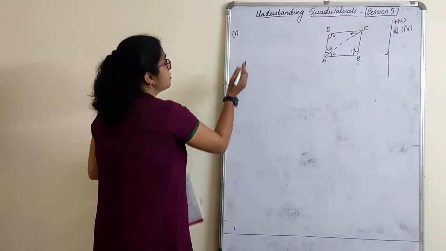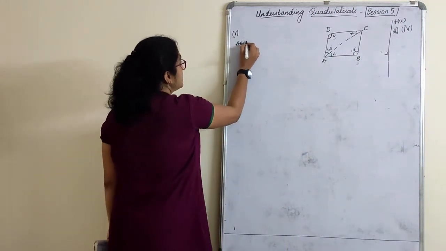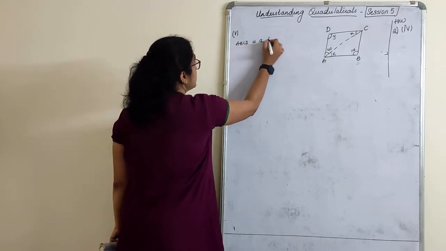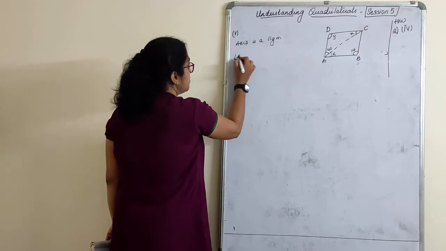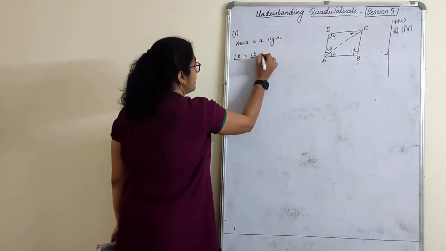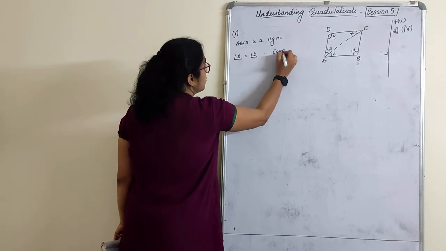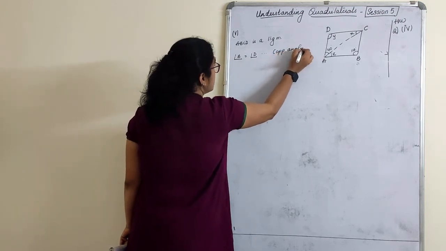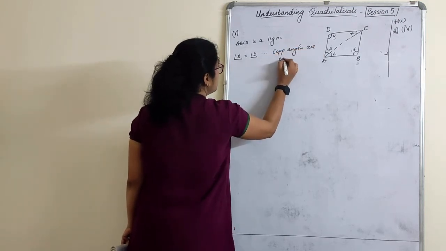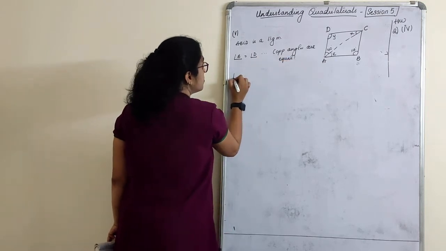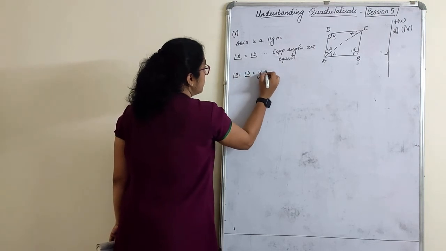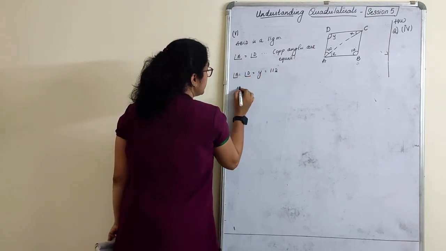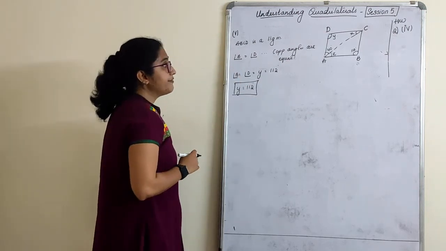Okay. First of all, ABCD is a parallelogram. Then, can I say angle B is equal to angle D? Opposite angles are equal. So, angle B is equal to angle D, that is equal to Y. 112 degree, angle Y is 112 degree. Over, first angle we already found out.